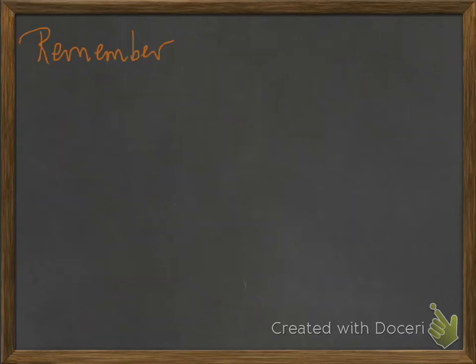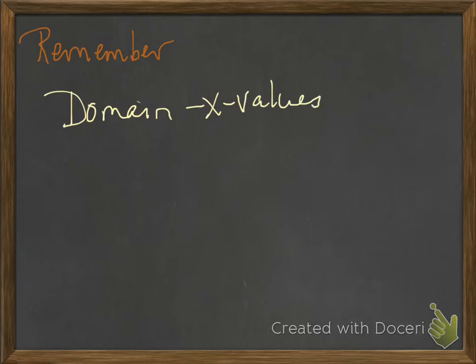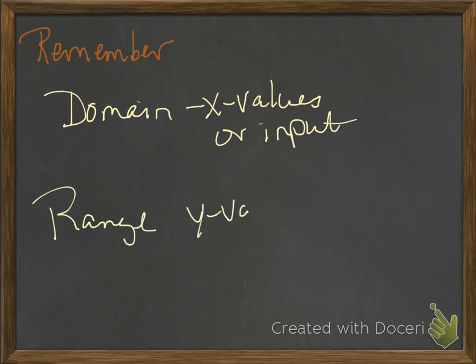Couple things to remember. Your domain, okay, is your x values or your input. Okay. Your range is your y values or your output.